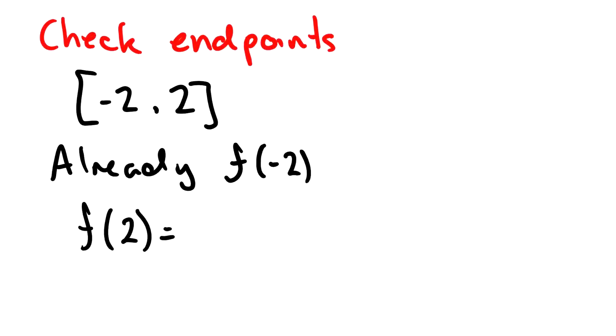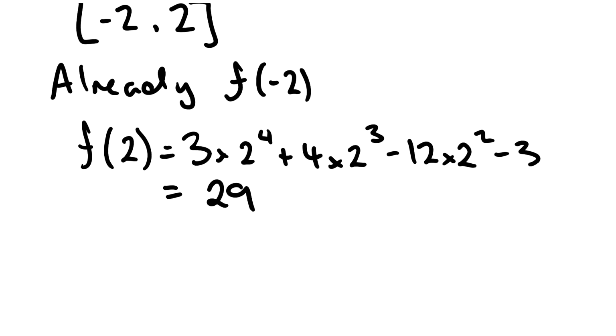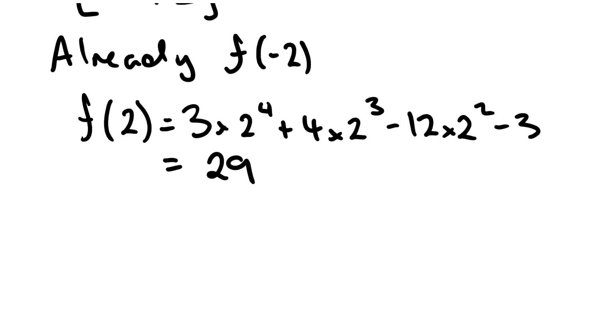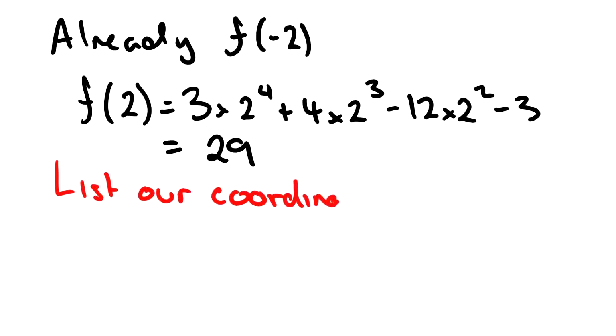Now, if we just substitute that in to find the y value, we get 3 times 2 to the power of 4 plus 4 times 2 cubed minus 12 times 2 squared minus 3. Chuck that in the calculator and you get 29. So now, again, we always want to list our coordinates out so we know what's going on. Because we've done so much working, it can get lost, so it's important to do this step.